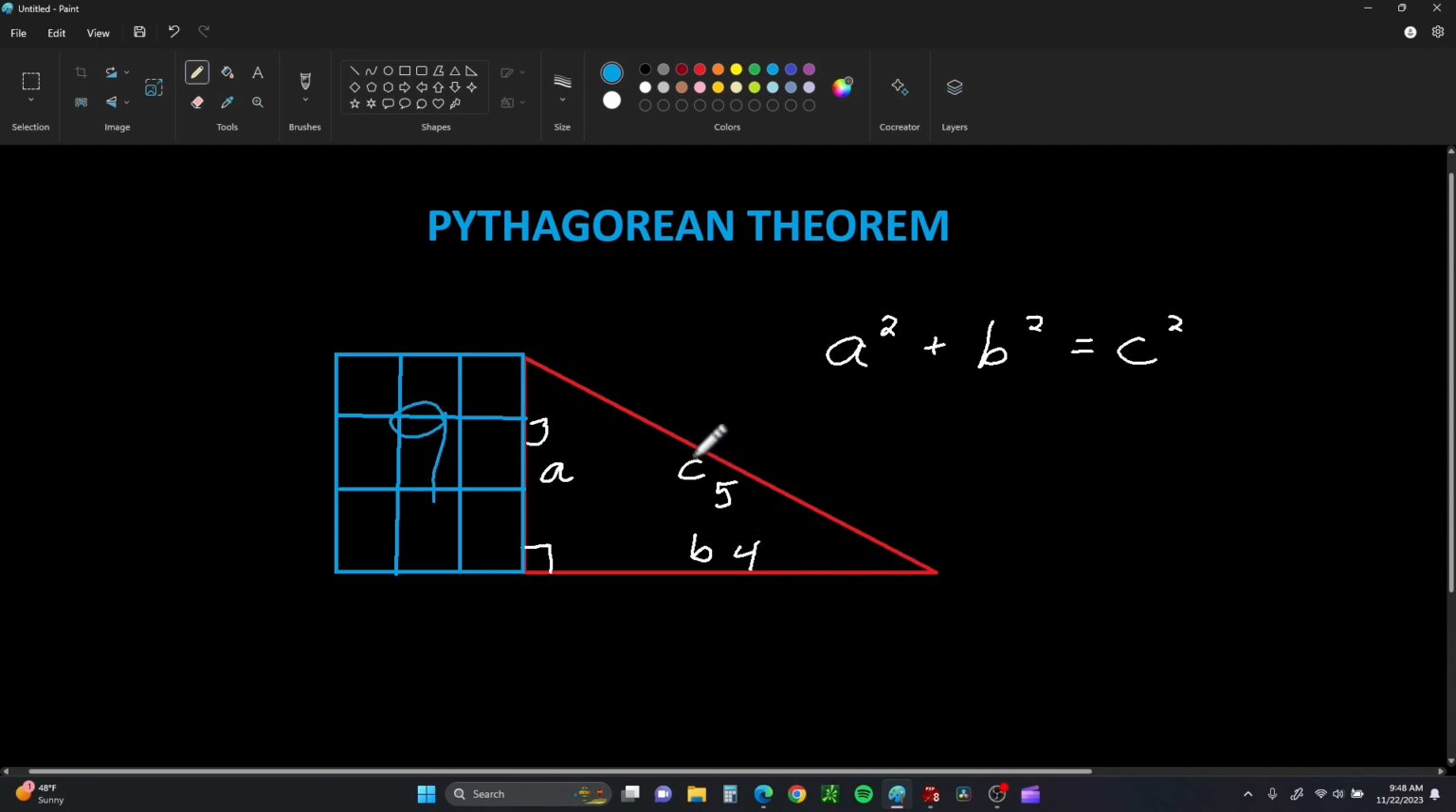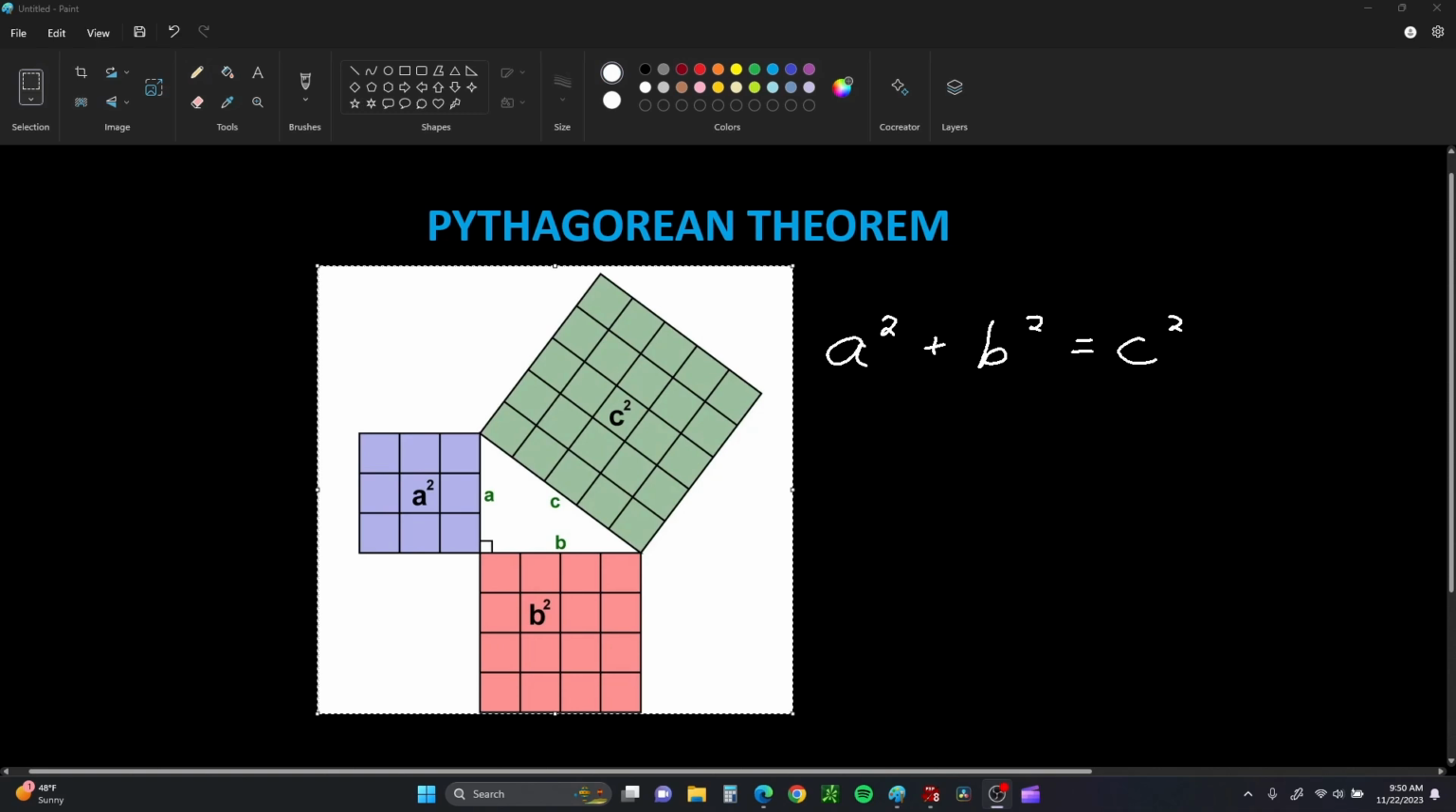And then if I did the same for the other sides, I would notice that this side here is 9. I'm writing in white on white. This side, which is 4 squared, is 16, and this side is 5, and 5 squared is 25. Plugging in these numbers over here, I have A squared, which is 9, plus B squared, which is 16, equals 25.